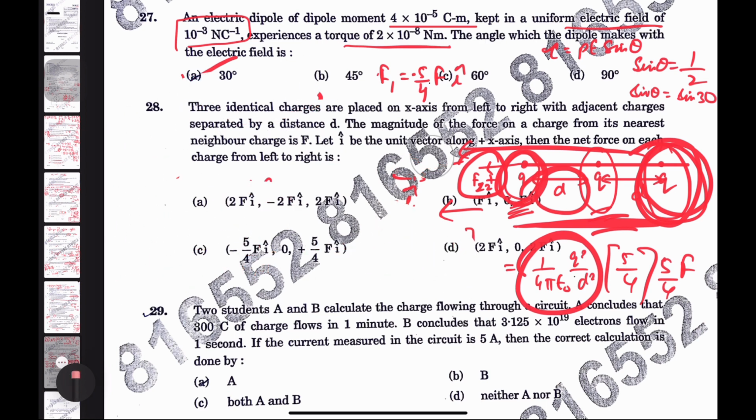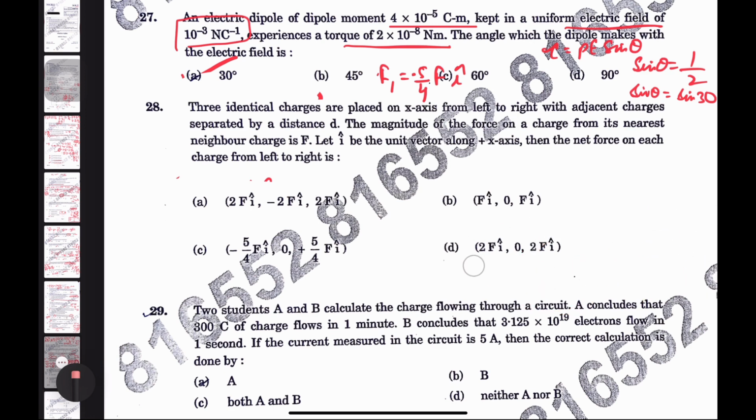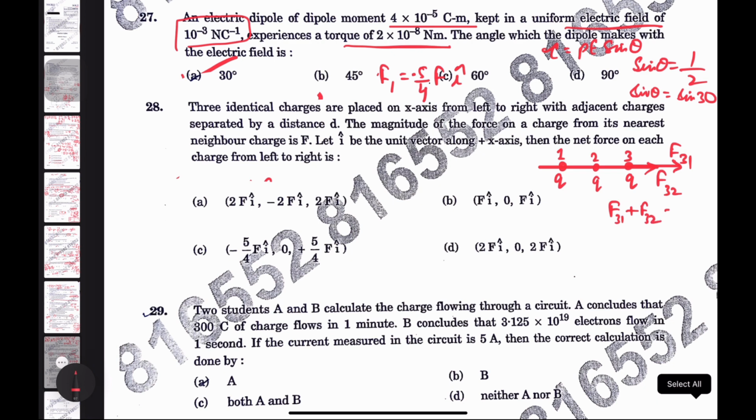Similarly, if I talk about the third charge, Q, it experiences a force of repulsion due to the second charge, along the positive x-axis, and it also experiences a force of repulsion in the outward direction due to the charge Q placed at the first point. Similarly, we have force on 3 due to 1 plus force on 3 due to 2, and when we solve it, we get a value of 5 by 4 F, but along the positive side. So force on 3 is equal in magnitude to force on 1, but in the opposite direction. Force on 1 is negative, force on 3 is positive.